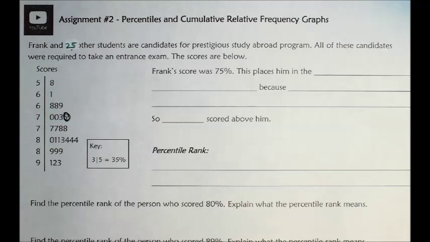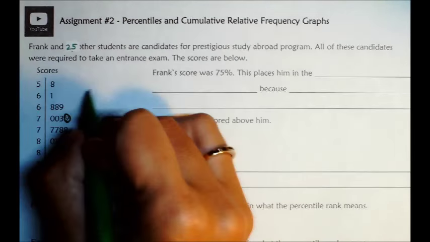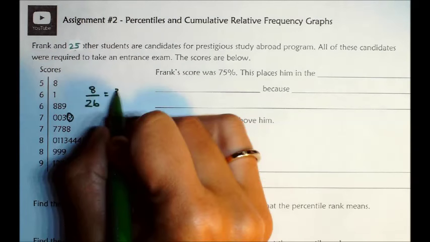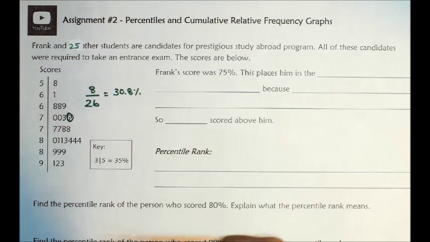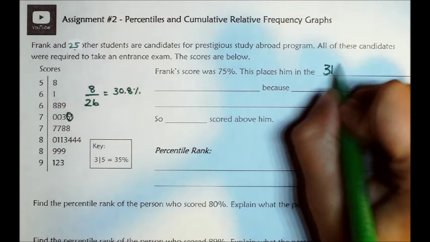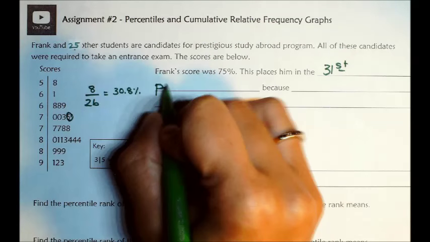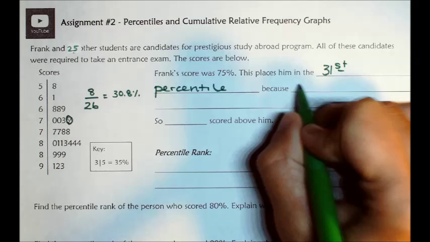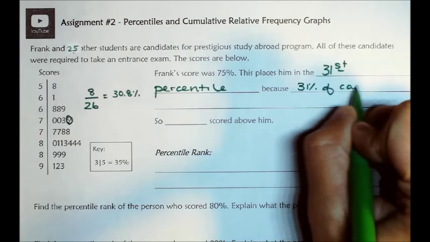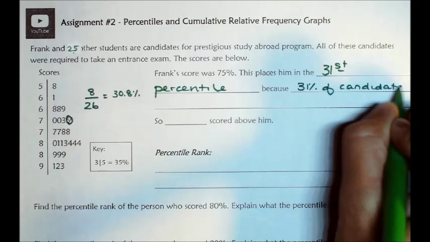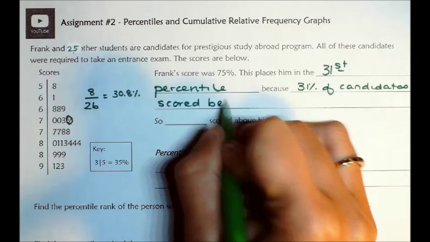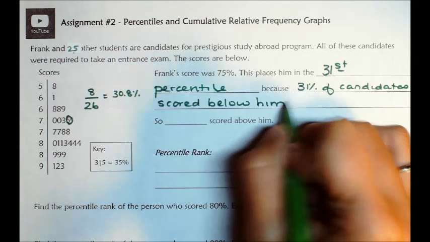So right here, there are 8 people out of 26 that scored below him. That is 30.8% of other candidates scored below Frank's score. This places him in the 31st percentile. That is because 31% of candidates scored below him. Another way of saying it is he did better than 31%.